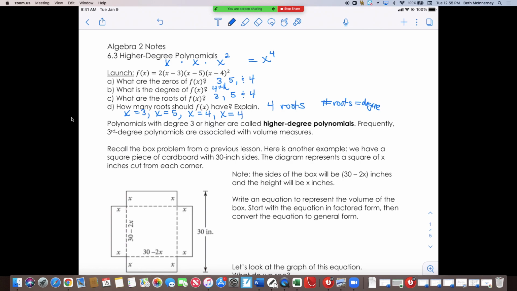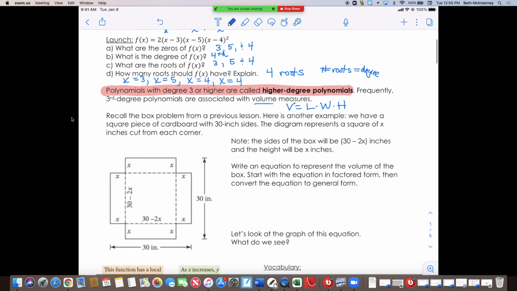Polynomials with degree 3 or higher are called higher degree polynomials. So let's use our highlighters and let's highlight that. Polynomials with degree 3 or higher are called higher degree polynomials, and that's the name of our section. Frequently, third degree polynomials are associated with volume measures, and the reason why is volume is three-dimensional. So you're going to have a length, a width, and a height, and we're going to revisit the box, okay? Recall the box problem from yesterday.